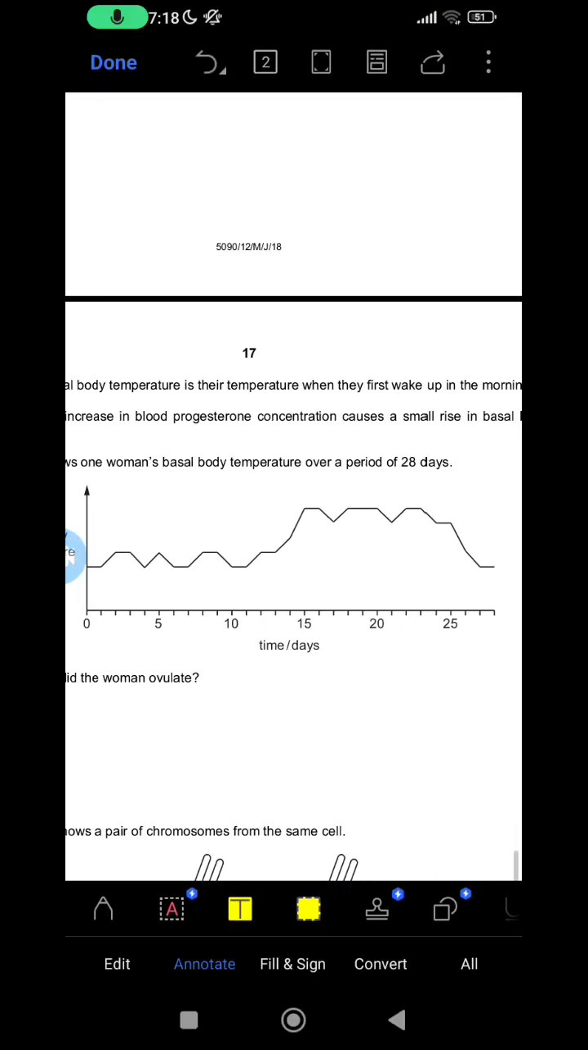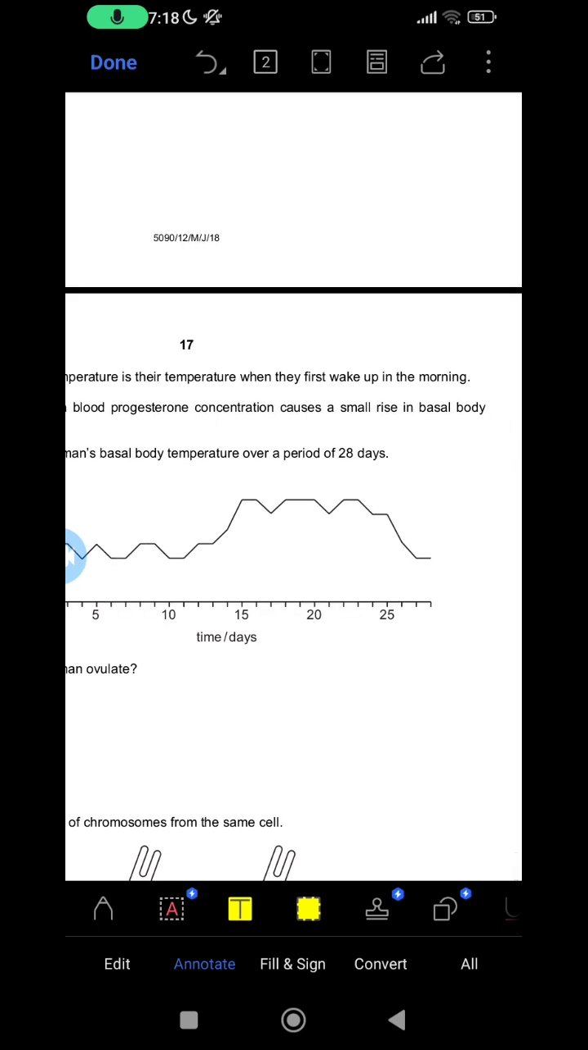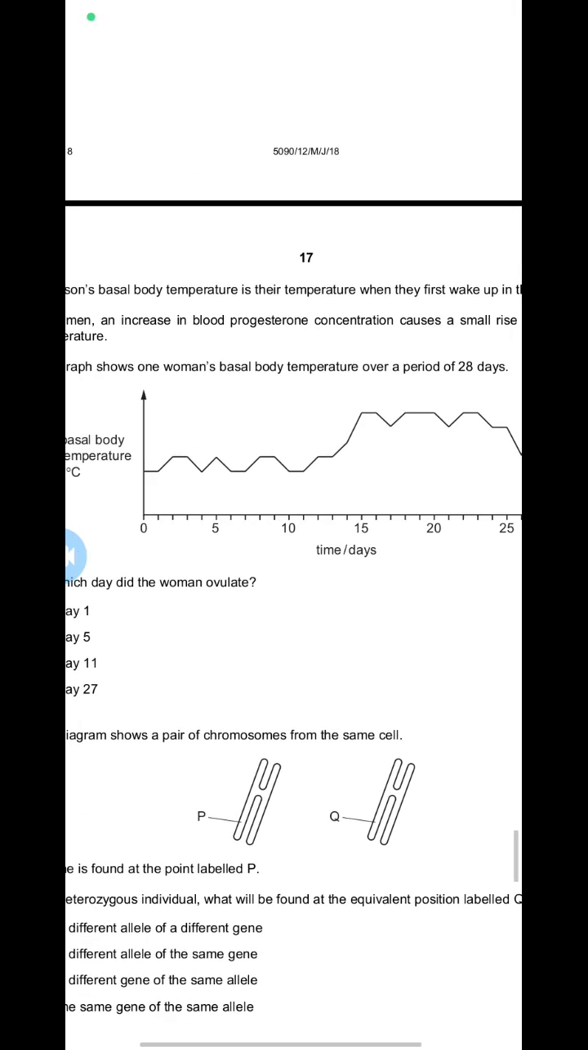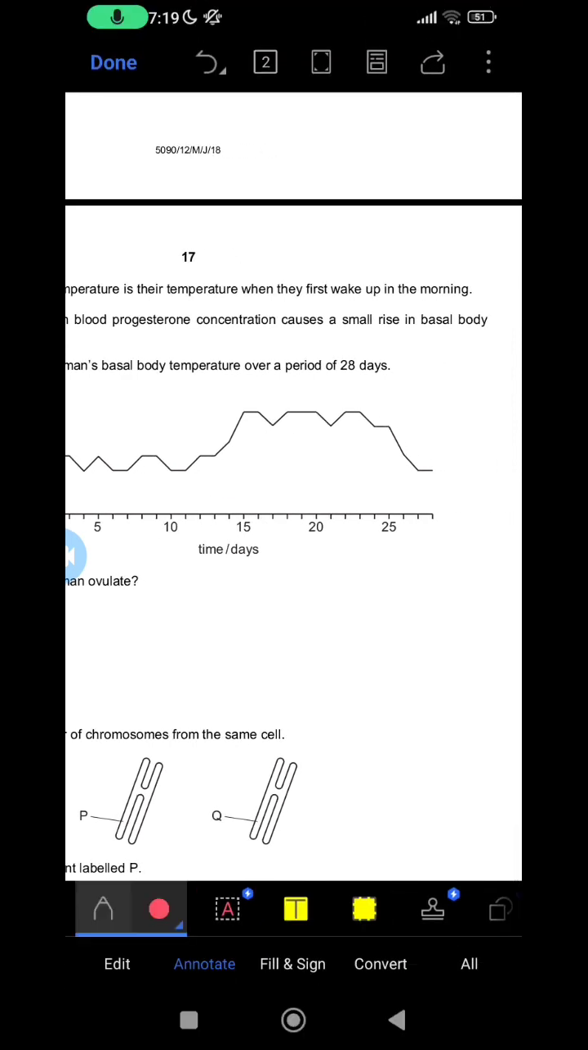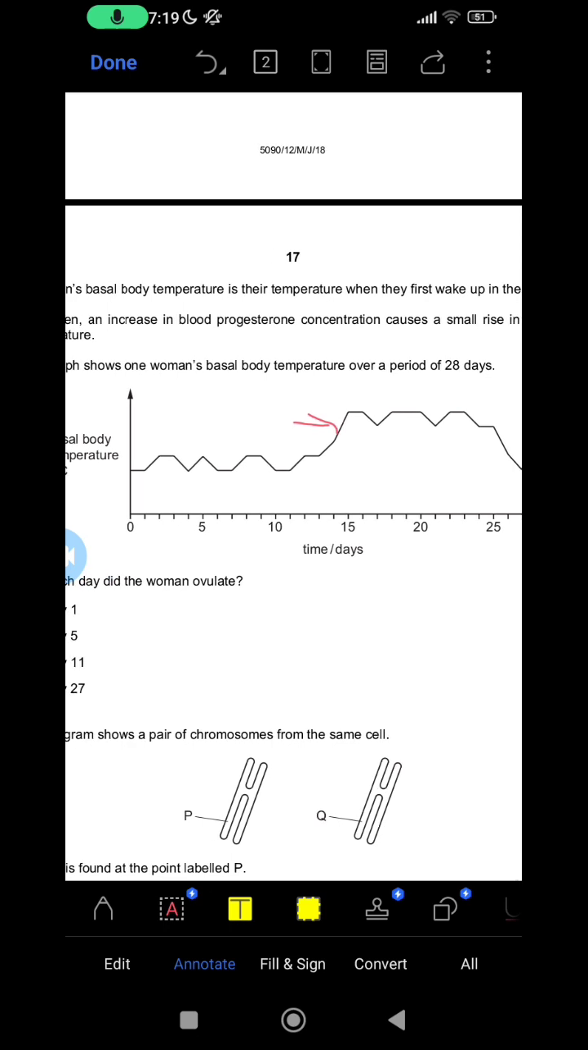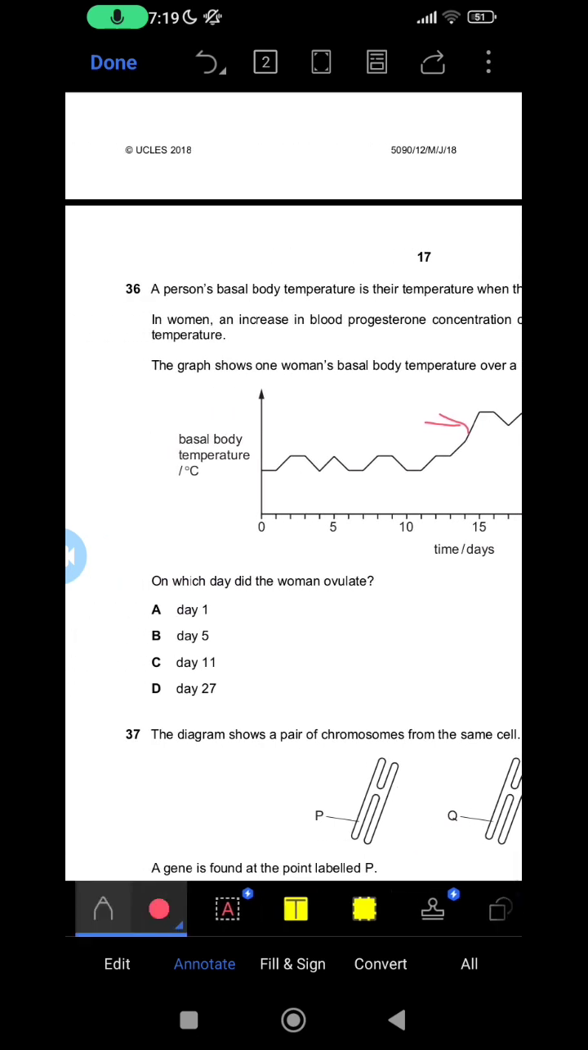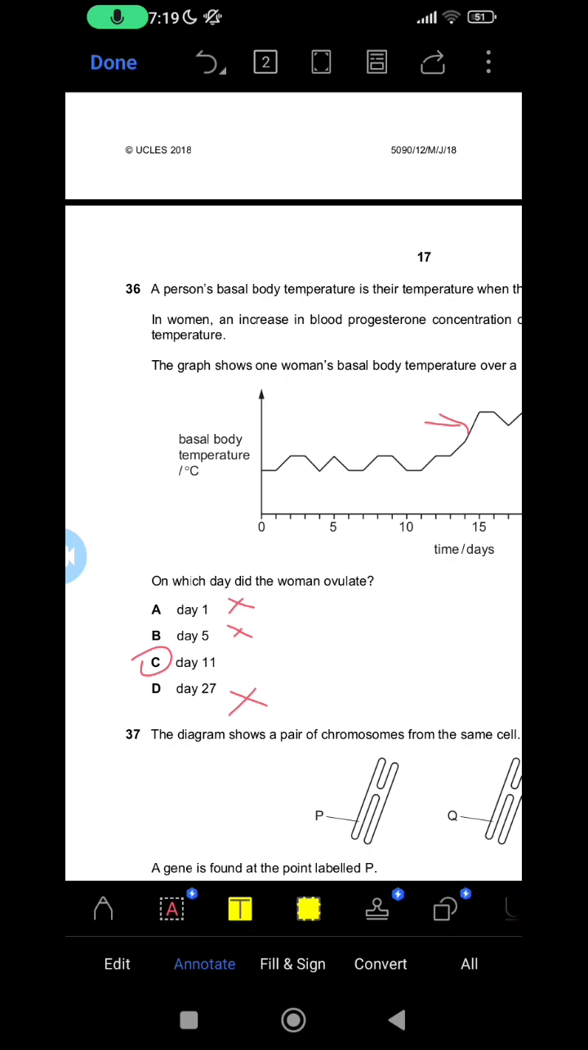Now, as we know, the LH hormone is secreted just before the progesterone hormone is secreted, and the LH hormone results in ovulation. So if progesterone is being released, as we can see the body temperature rises here, which is around days 16 to 17, this means that ovulation occurred a few days before. So let's see which option is a few days before day 15 or 16. 1 is too far, 5 is also too far, 27 is after, which is also incorrect, and 11 is the correct answer because ovulation occurs just before progesterone is secreted.